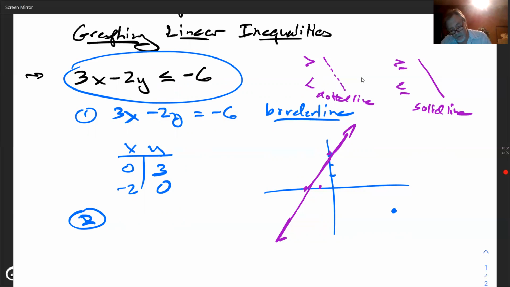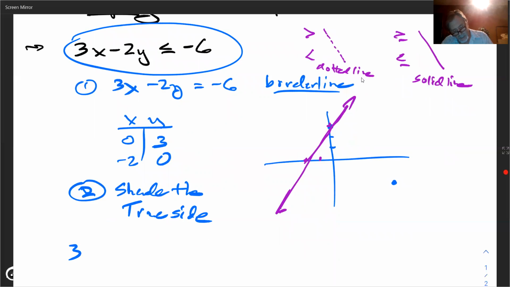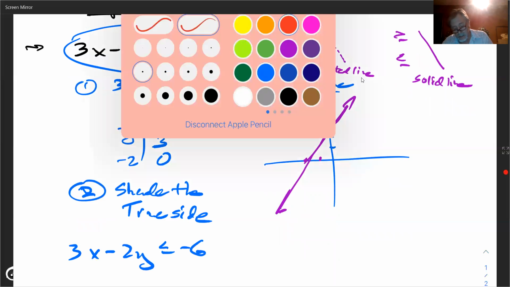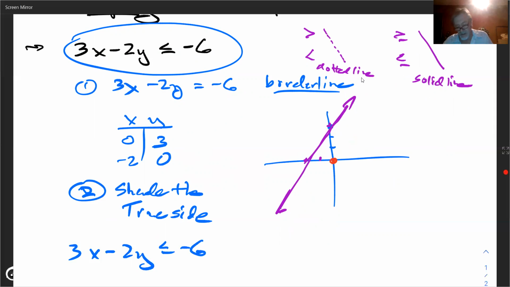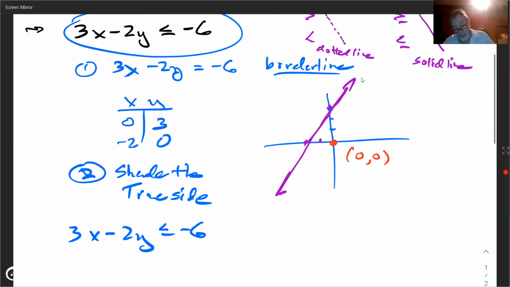I guess what students have told me in the past is that we have to shade the true side. All right, so take down your inequality, 3x minus 2y less than or equal to minus 6, and let's try a point from somewhere. What we said in class, a good point to use is this guy. He's easy. 0, 0 is always a good test point, unless the line goes through it. Then you actually have to jump off to some other point, but typically this is a good one to test, okay? All you have to do is plug 0, 0 into your inequality to see if it works or not.